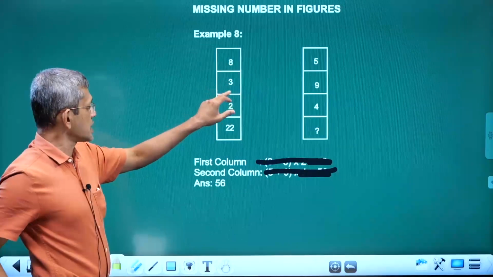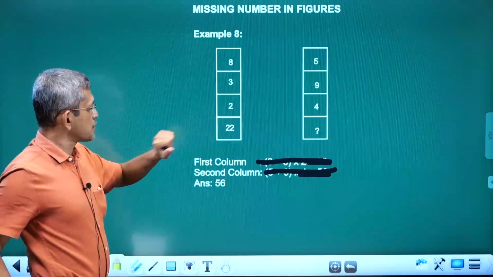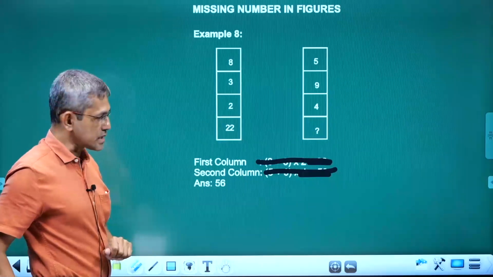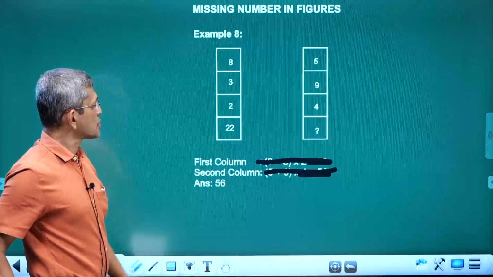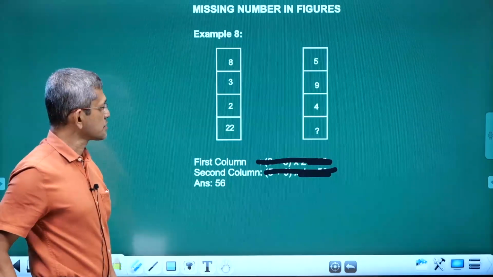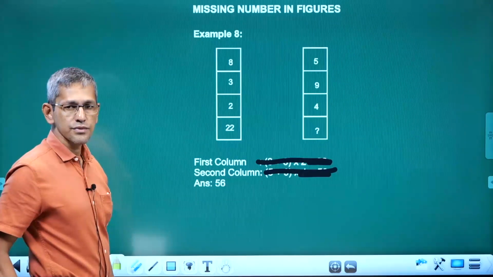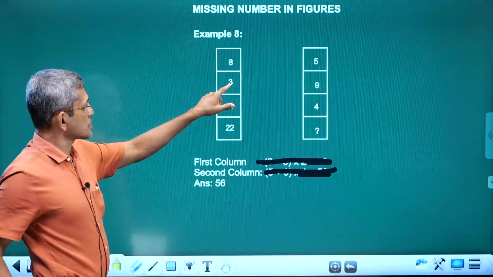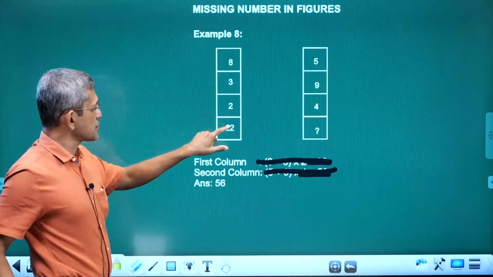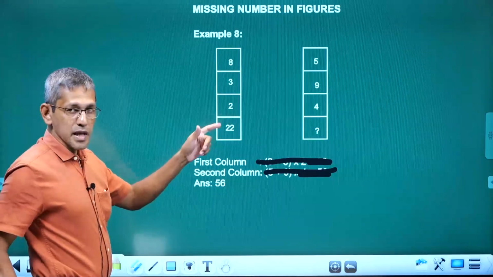8, 3, 2. So 8 plus 3 is 11. 11 plus 2 is 13. So here we have 22. So what kind of pattern do we have there? So 8 plus 3, 11, 11 plus 2, 13. So this is 22. How do you get that 22? Where does that 22 come from? Well, 8 into 3 is 24. 24 minus 2 is 22. That's a possibility.